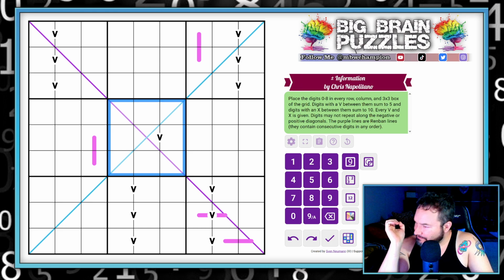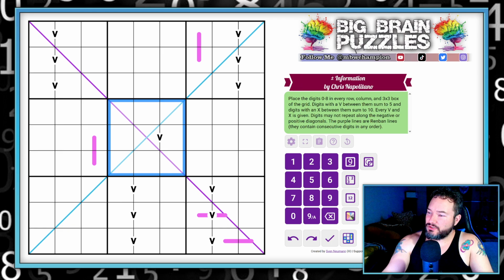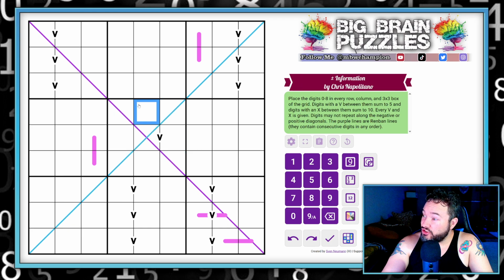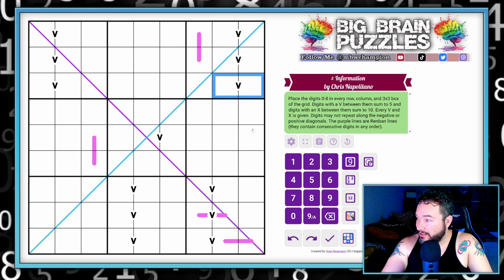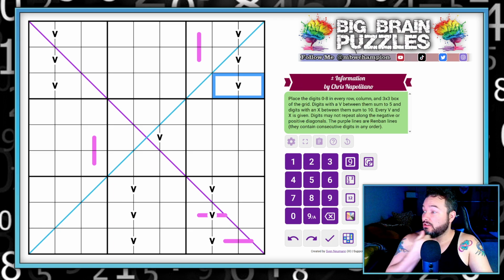Okay, sorry about that. This one's interesting because it's not digits 1 through 9, it's 0 through 8. Digits with a V between them, like this one right here, have the sum of 5. And the digits with an X between them have the sum of 10. There are no X's on this one, so that's interesting. But it does say that digits may not repeat along the negative or positive diagonals.